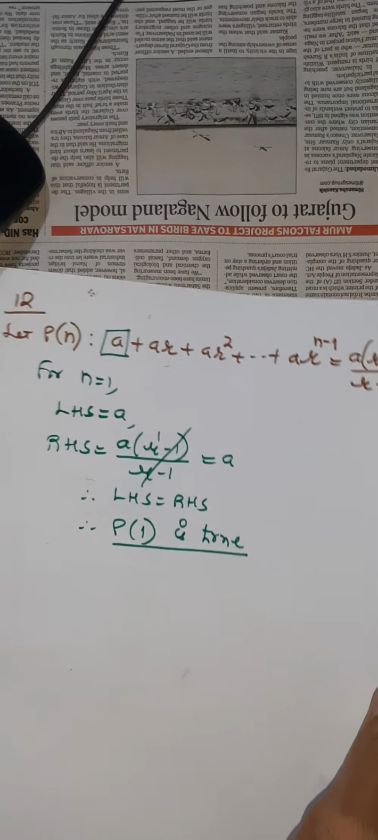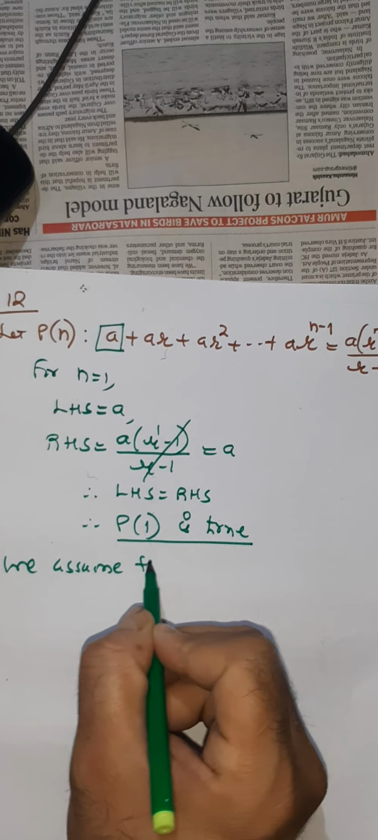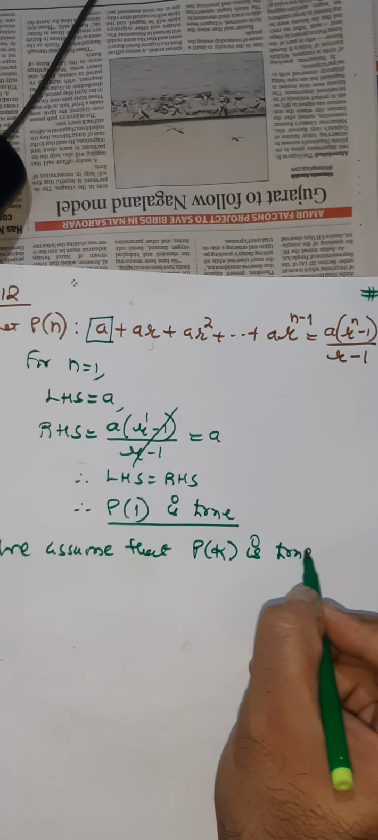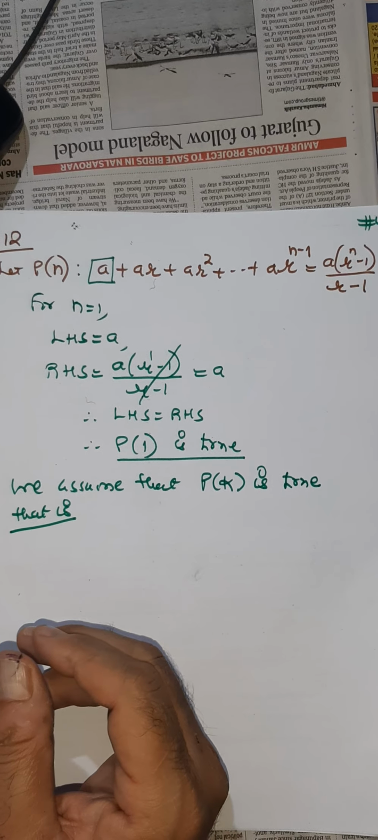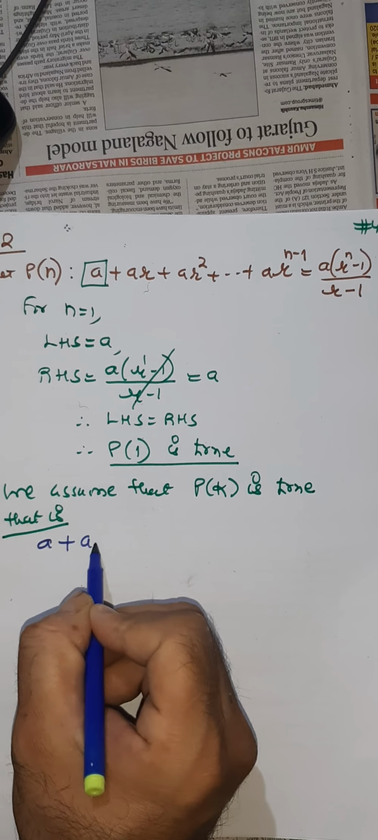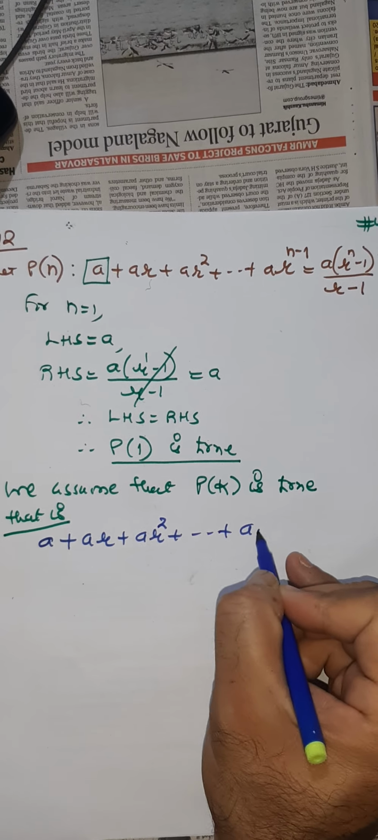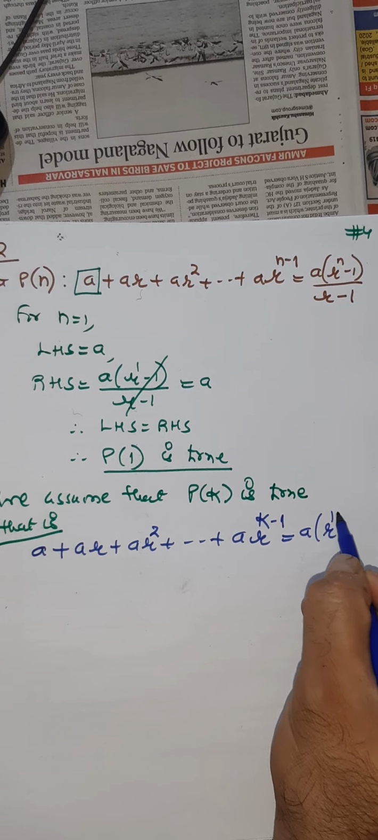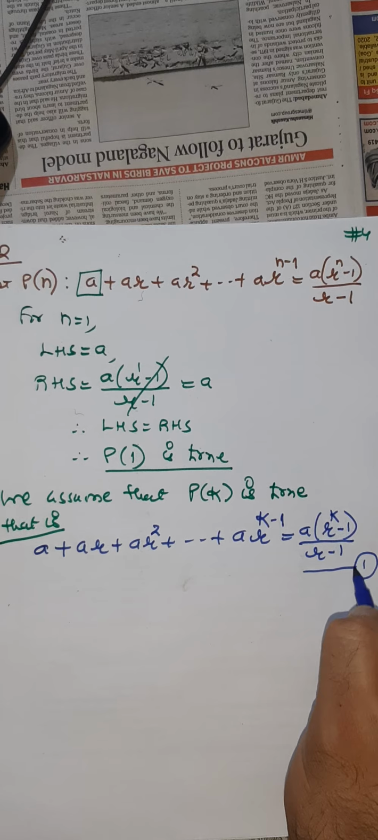Okay. Now we go to the assumption part. We assume that P of k is true. What is the meaning of this? That I am writing. That is, in the given statement, instead of n you put k. So we have a plus ar plus ar square and so on, a into r raised to k minus 1 equals a into r raised to k minus 1 upon r minus 1. We call this 1.